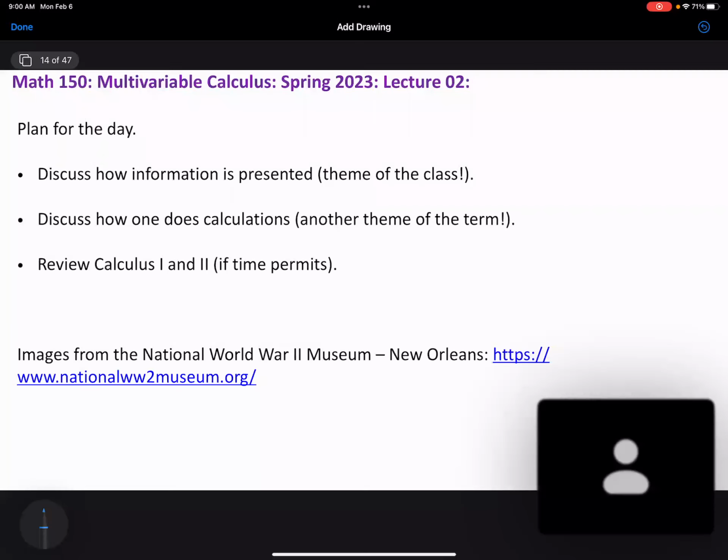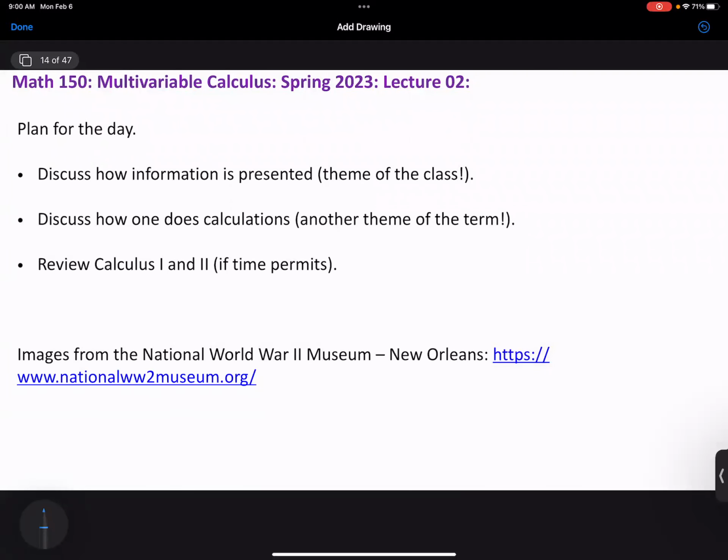Okay, so welcome to Math 150 Multivariable Calculus. This is lecture 2, and the plan for today is I want to discuss how information is presented. This is going to be one of the big themes of the class. You're at a small liberal arts college. One of the goals we have for you is to be able to talk to people on almost any topic. And you need to figure out, how do you present information?